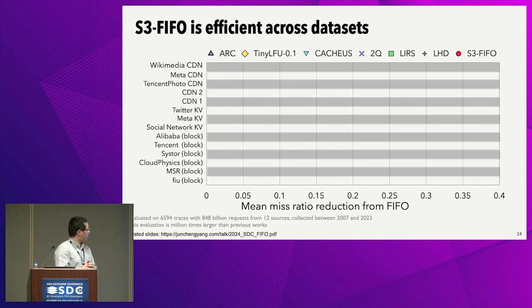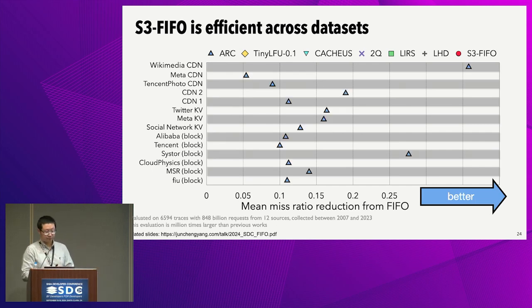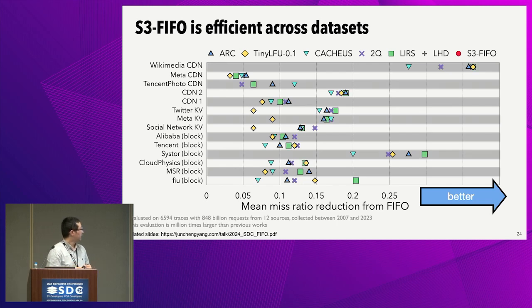Okay, so in this figure, the y-axis shows different data sets. The x-axis shows the mean miss ratio reduction from FIFO on each data set. So the right-hand side is better. And I have different state-of-the-art eviction algorithms in this figure: ARC, TinyLFU, CACHEUS, 2Q, NURSE, and LHD. If you look at this figure right now, before I show S354, different algorithms perform the best on different datasets. For some datasets, 2Q is the best. For some, ARC is the best. For some of them, NURSE is the best.